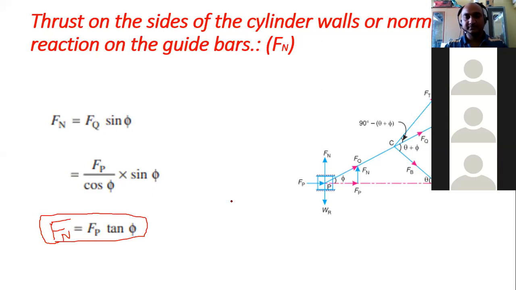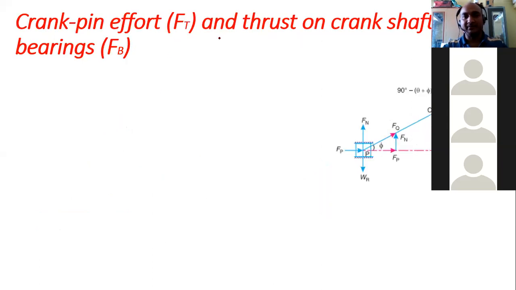Now the next force is the crank pin effort Ft and the thrust force on the crankshaft bearings. I think one of you asked me the question, what is this Ft? That is a thrust force, also called the crank pin effort, Ft. This force is nothing but the effort made by the crank. So what is effort? It means the torque generated by the crank.